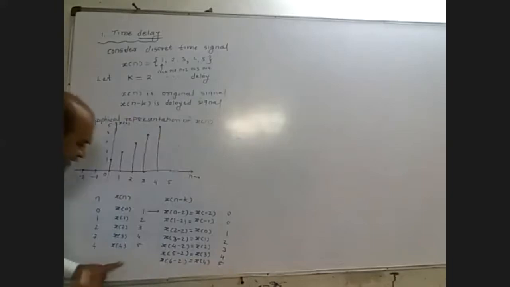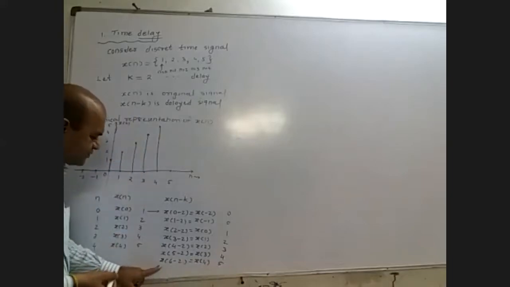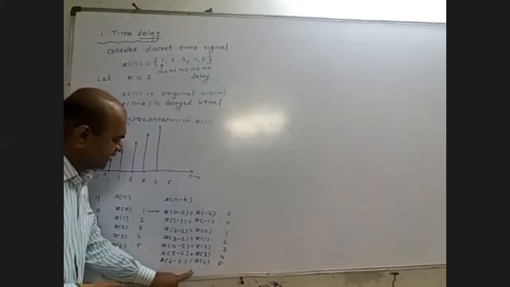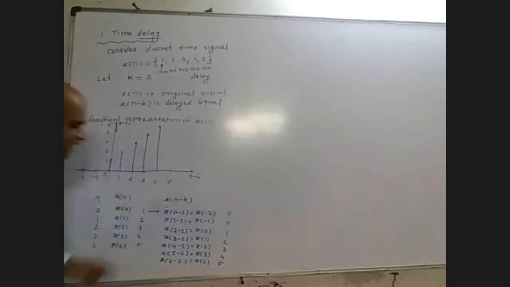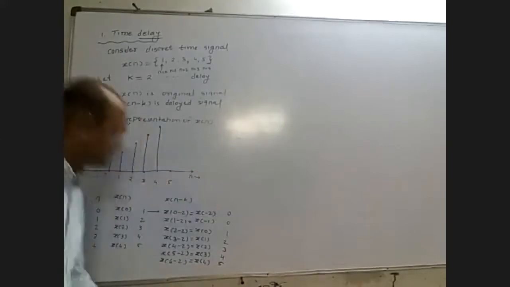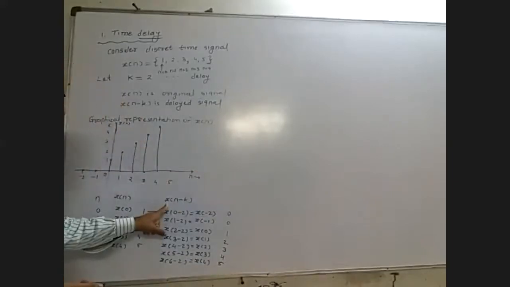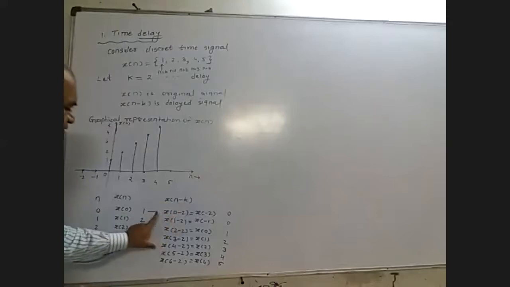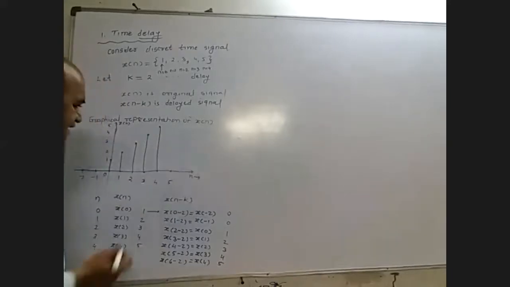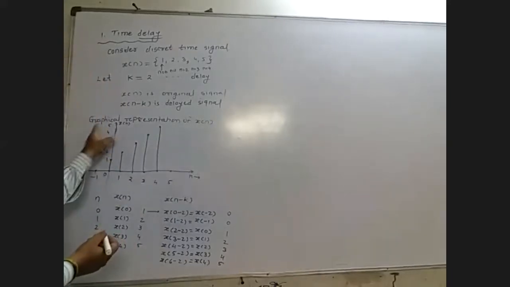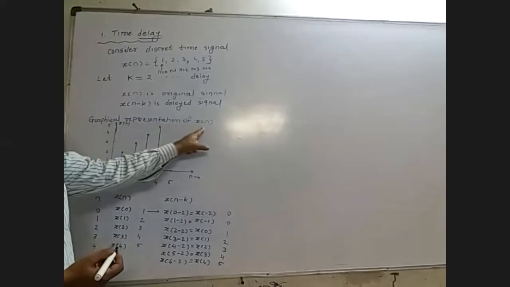Now you can go for further values. If you put x of 7 minus 2, you will get x of 5, but x of 5 is 0, so I'm not writing it. Our findings are over. You will get the x of n minus k. Now we draw this graph. So this is the graphical representation of x of n.